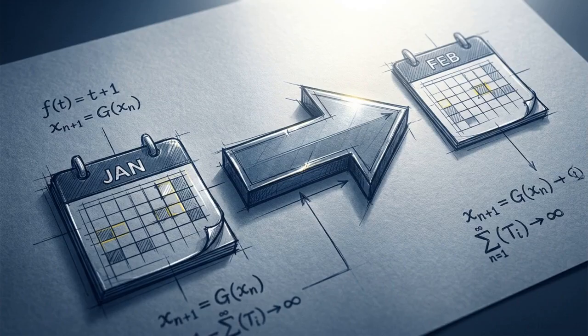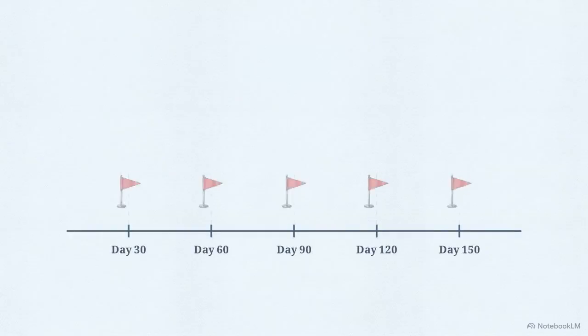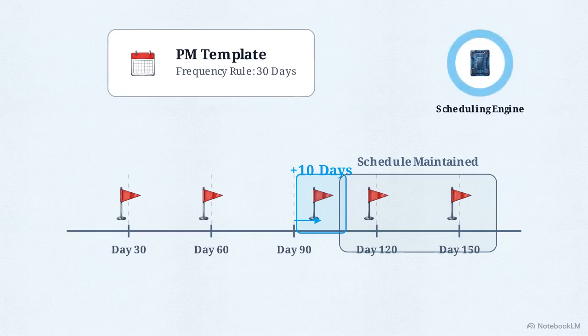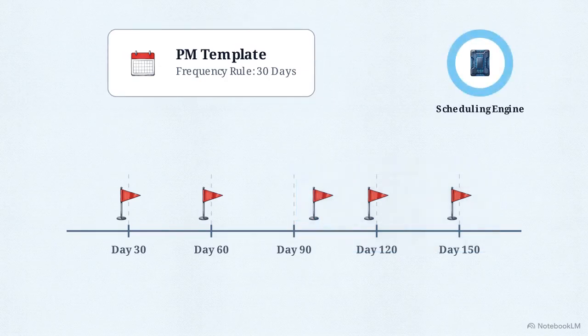For major disruptions, like an unexpected plant shutdown, planners can apply an extended date. This is a one-time manual override that forces a specific due date to shift forward without permanently altering the underlying frequency rule of the template.